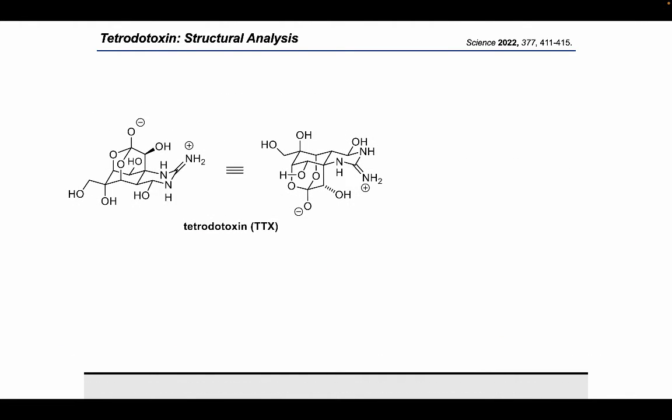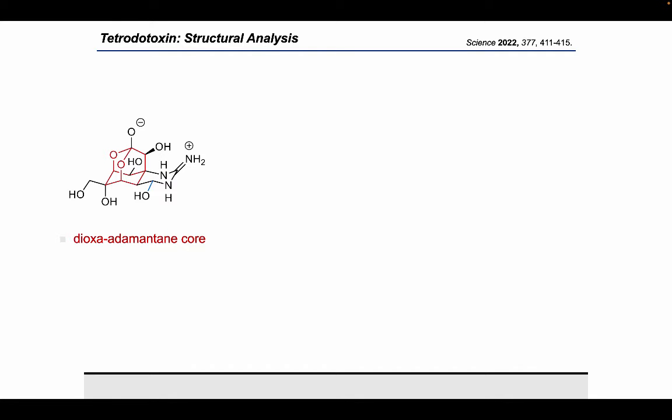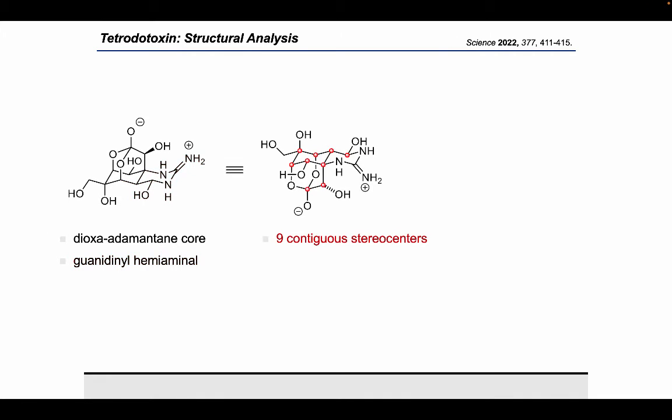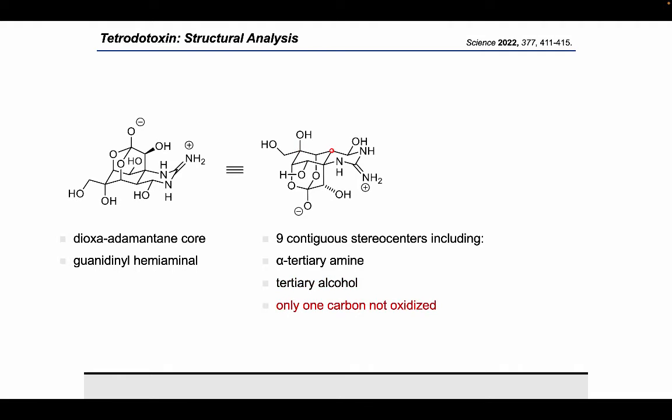On this slide, I've drawn tetrodotoxin from two different angles. The structure of this molecule is characterized by a high density of oxygen and nitrogen functional groups. The key structural elements are the characteristic dioxaadamantane core, which is appended by a 6-membered guanidinyl hemiaminal. Tetrodotoxin furthermore contains 9 contiguous stereocenters, including the sterically encumbered alpha-tertiary amine and the sterically encumbered tertiary alcohol. It actually only contains one carbon atom that is not oxidized.